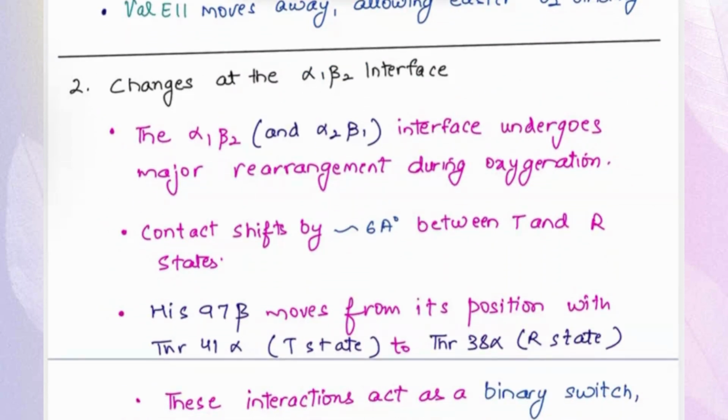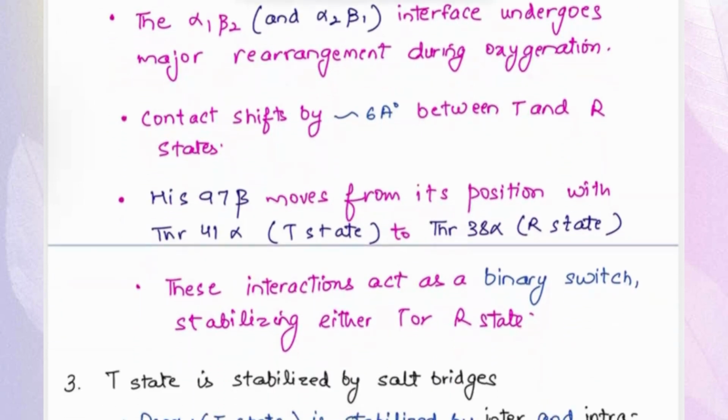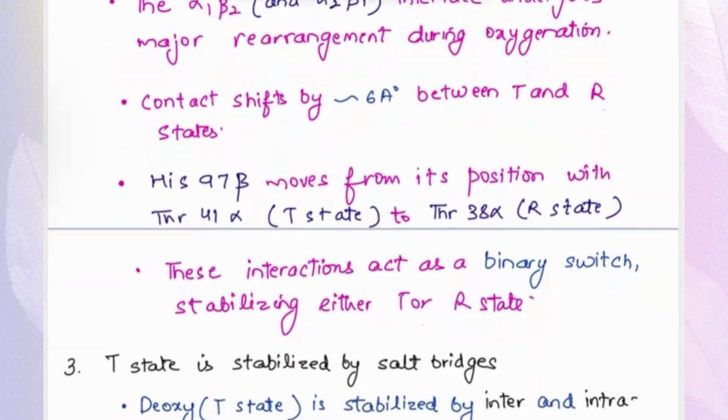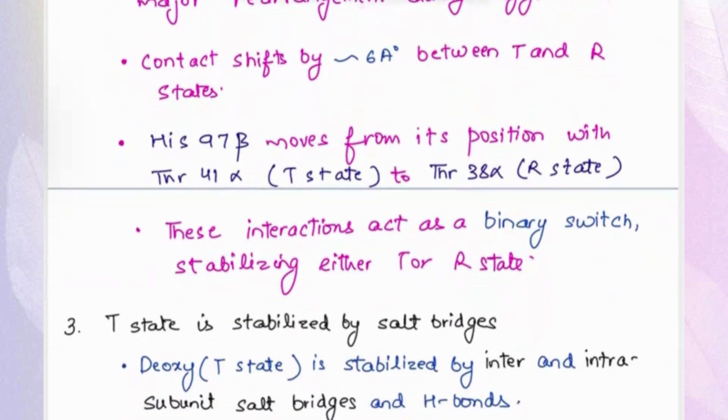Changes at the alpha-1 beta-2 interface. The alpha-1 beta-2 and alpha-2 beta-1 interfaces undergo major rearrangements during oxygenation, as we discussed that they are flexible structures. Contact shifts by 6 Angstrom between T and R state, and histidine 97 beta moves from its position with threonine 41 alpha to threonine 38 alpha. These interactions act as a binary switch stabilizing either T or R states.